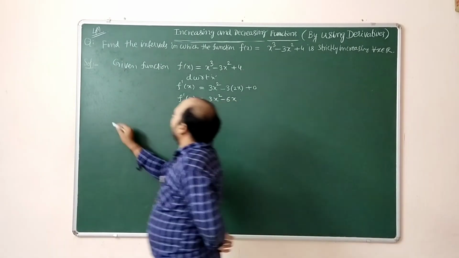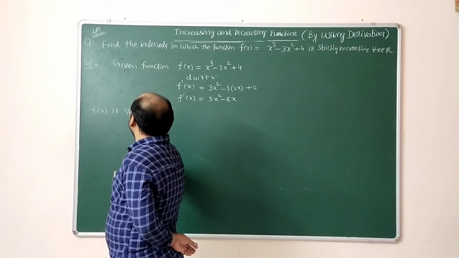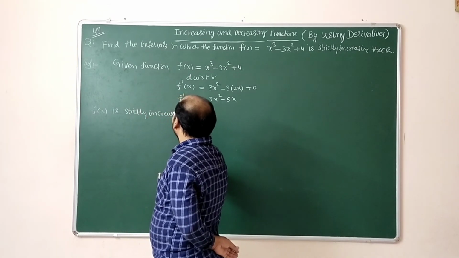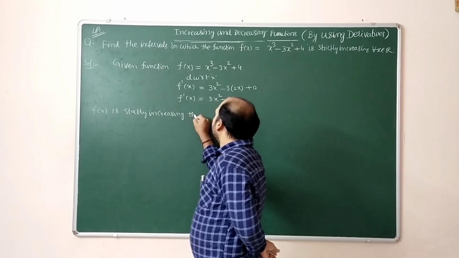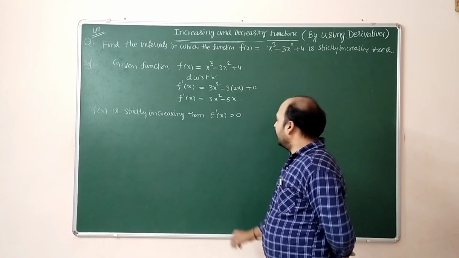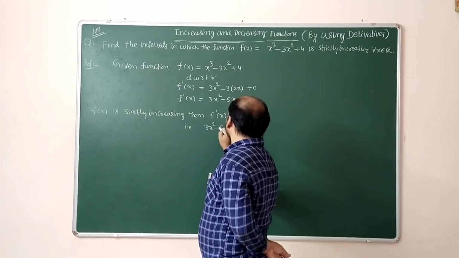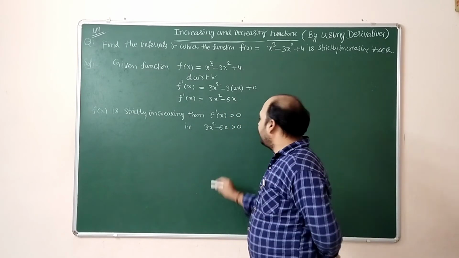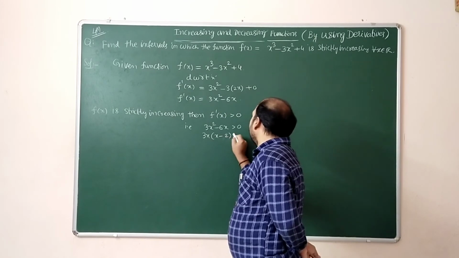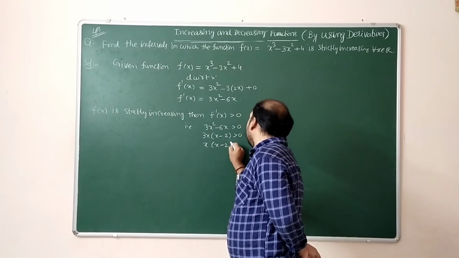After that, if f of x is strictly increasing, then f dash of x is greater than 0. That is, 3x squared minus 6x is greater than 0. Take 3x common: 3x into x minus 2 is greater than 0. The 3 we can take to the other side. So x into x minus 2 is greater than 0.